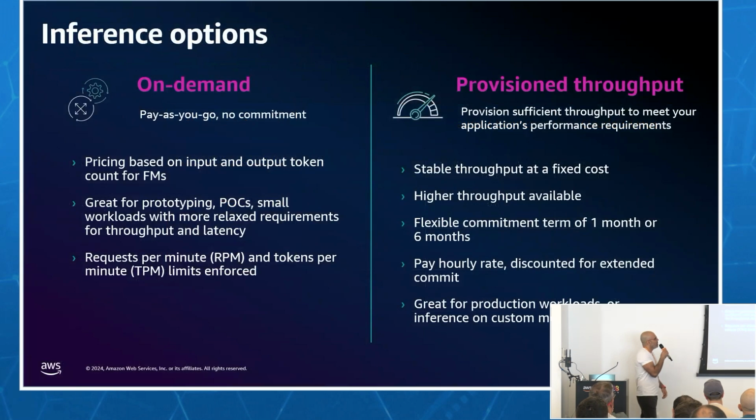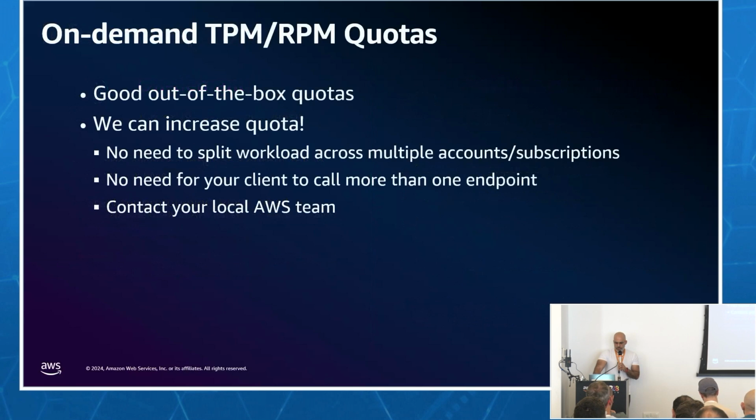How do you pay? So you have two options, on demand and provisioned throughput. On demand means that you pay only for what you use. Usually most customers would go for that. Provisioned throughput allows you to pre-allocate the capacity. And for on demand, you do have a quota, requests per minute and tokens per minute.